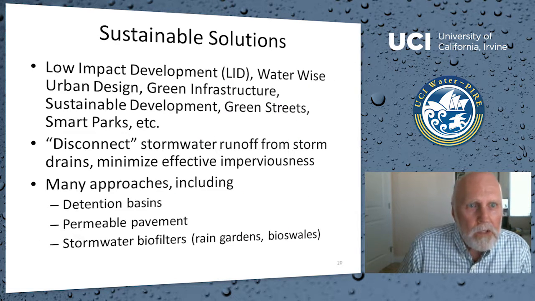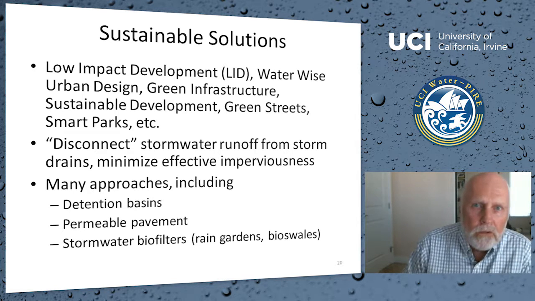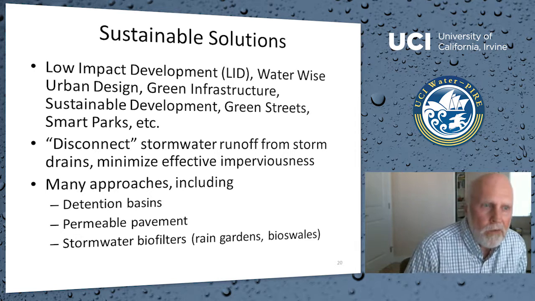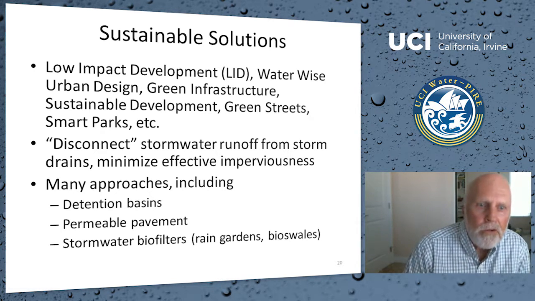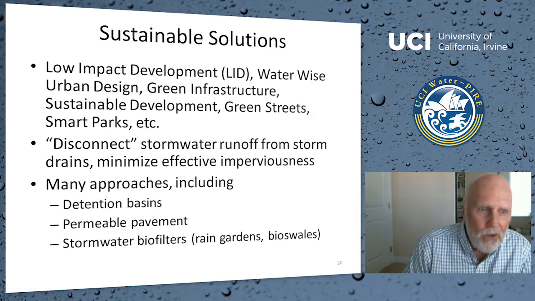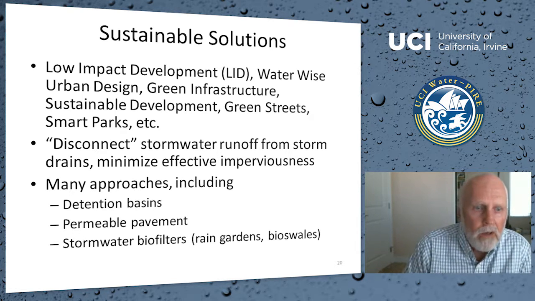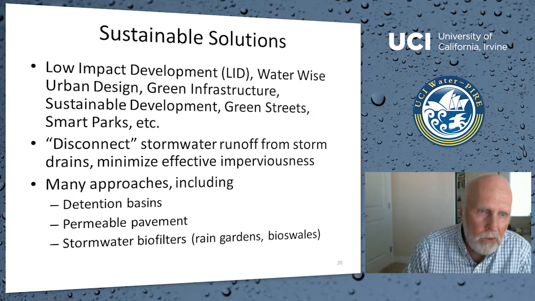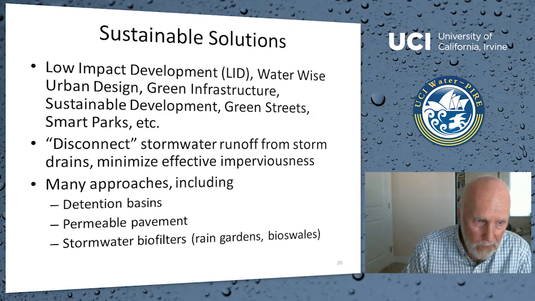So if we go to the next slide, we have sustainable solutions. So, these solutions fall under lots of different labels. We've got low impact development or water-wise urban design, green infrastructure, green streets, all those sorts of categories. But all of them have in common this idea that we need to disconnect stormwater runoff from the storm drains. We need to minimize the effect of imperviousness, and that's really the way to have a sustainable solution to this.